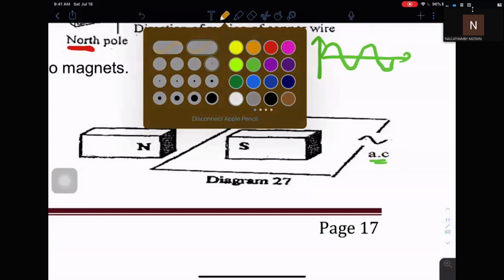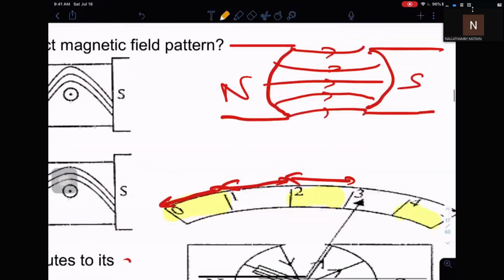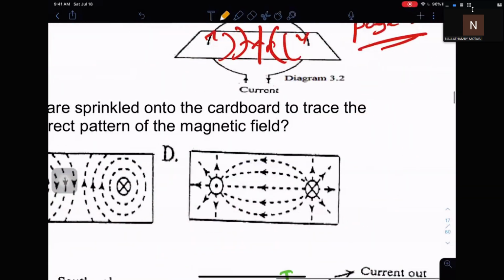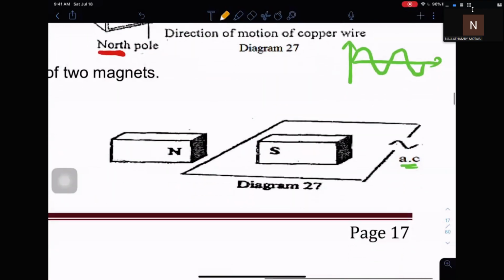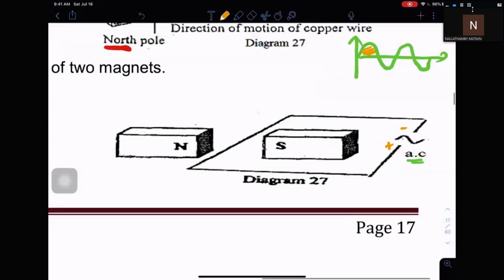For the AC current, let's say for the first half cycle, here let's say positive, here negative. So current flows. Let's identify the force. Where is the force acting? The force is acting downward.